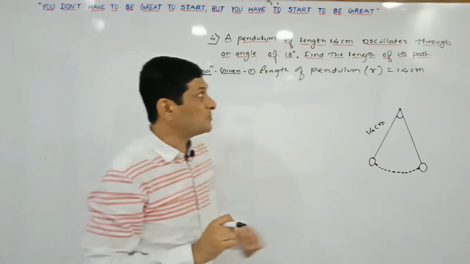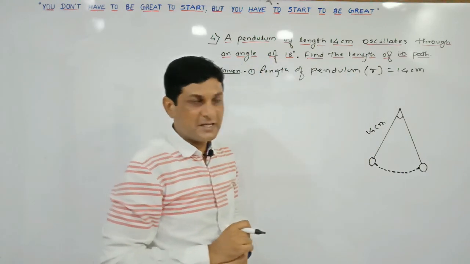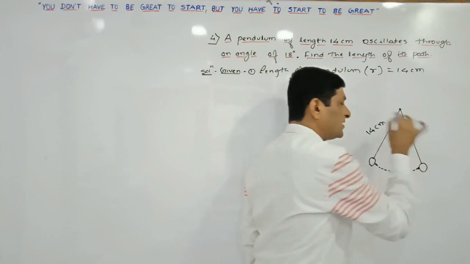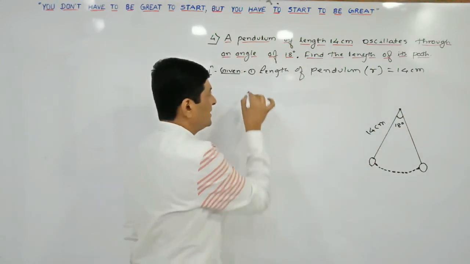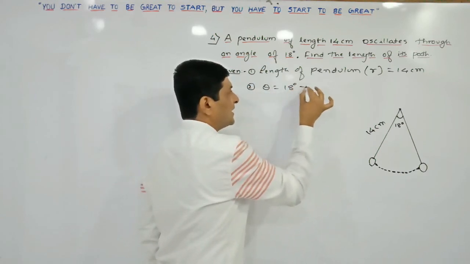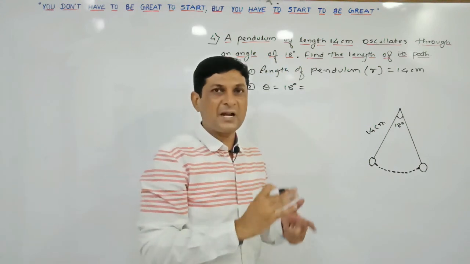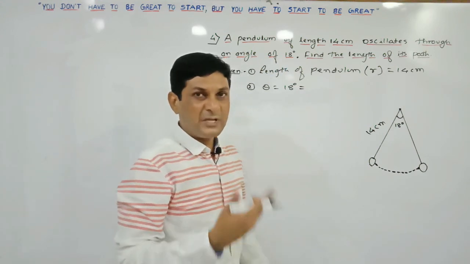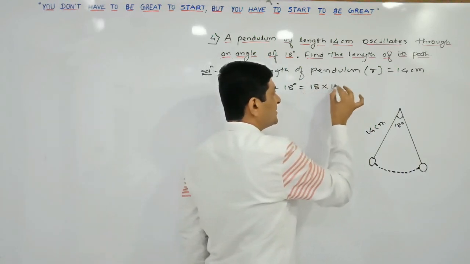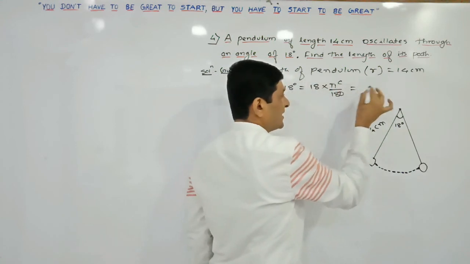And it is given to us that this pendulum oscillates through an angle of 18 degrees. Means this angle of oscillation will be equal to 18 degrees. Generally we denote the angle by theta. So the second given value is theta, which is equal to 18 degrees. Let us convert this degree measure into radian measure, because our formulas are applicable when the angle is measured in radian. And we know that to convert degree measure into radian measure, we simply multiply by pi by 180. So degree will get converted into radian.